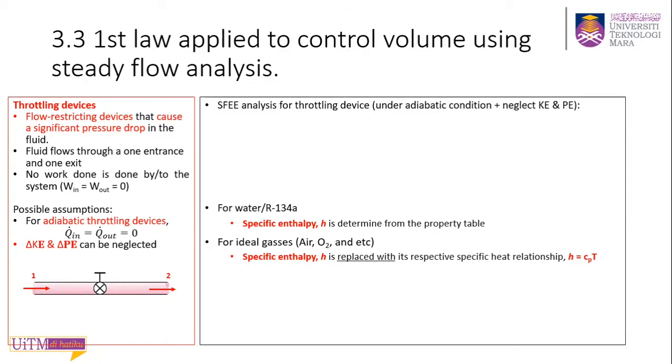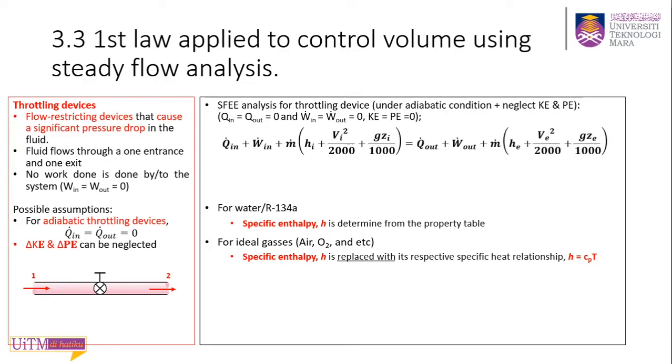Now, let's look at an example on how to use the SFEE for throttling devices. And this example is based on adiabatic conditions, and kinetic and potential energies will be neglected. Remember to write the conditions for the device. Start with writing the general equation and cancel the terms based on the conditions. Now, since the mass flow rate is the same, it can also be cancelled.